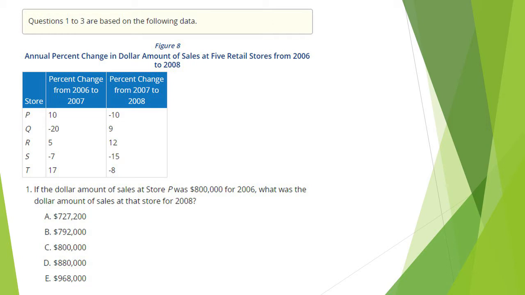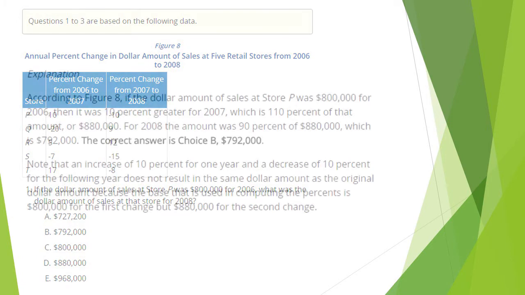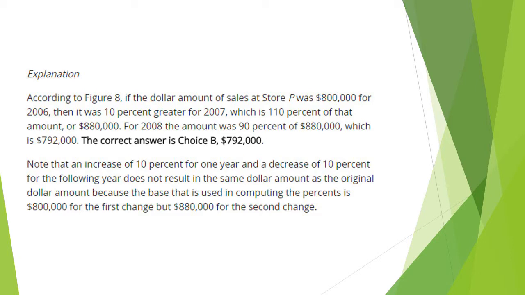Now that you have read the question, take a moment to review the data set in Figure 8. Use the tips we discussed to determine the correct answer choice for the given question. Pause the video while you work. When you are ready to review the answer, resume play. The correct answer is choice B, $792,000.